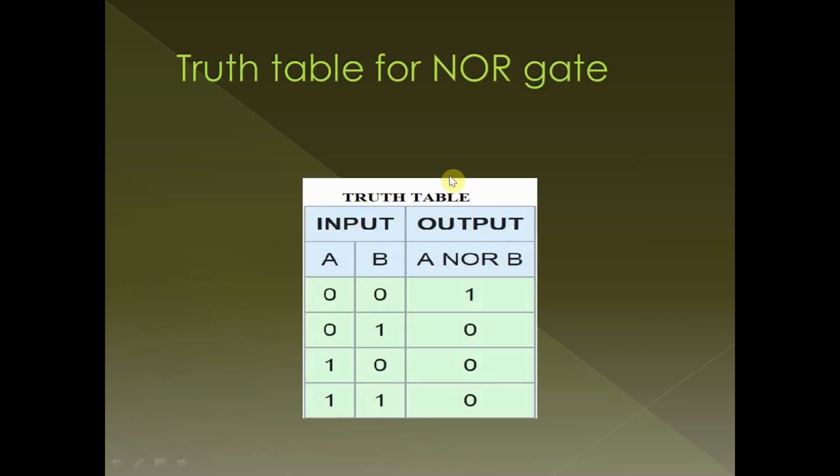This is the truth table we have written, that is for all different combinations of A and B. If A is 0, B is 0, we get NOR output 1. A 0, B 1, we get NOR 0. A 1, B 0, we get NOR 0. A 1 and B 1, we get an output 0.